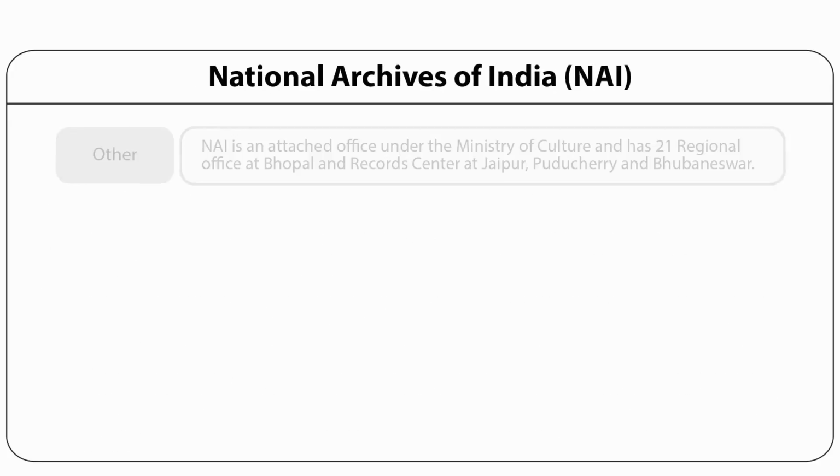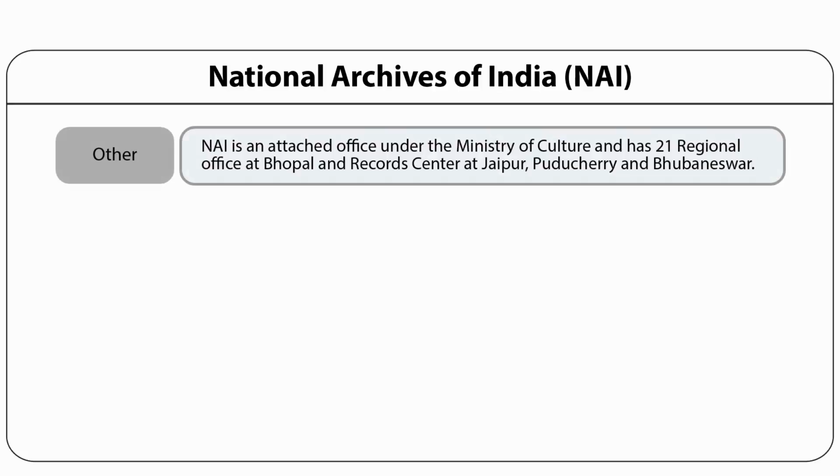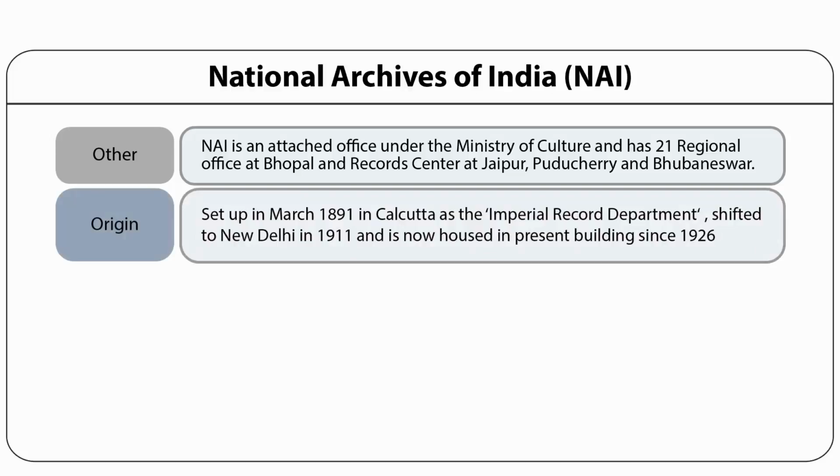National Archives of India (NAI) is an attached office under the Ministry of Culture and has a regional office at Bhopal and Record Centers at Jaipur, Puducherry and Bhubaneswar. It was set up in March 1891 in Calcutta as the Imperial Record Department, shifted to New Delhi in 1911 and is now housed in the present building since 1926.